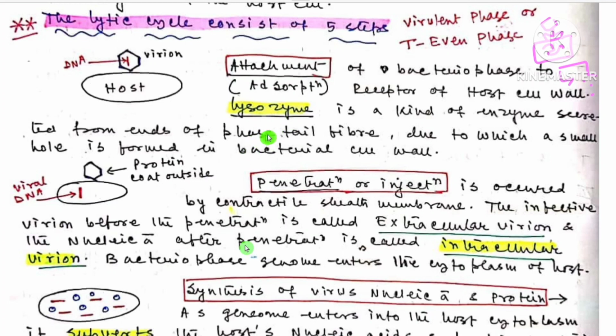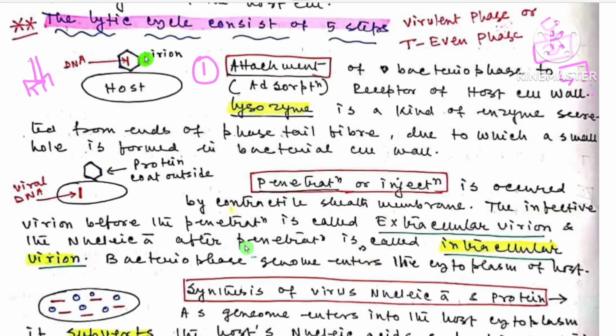This lysozyme is secreted from the phage tail fiber. At the end plate or the basal plate, there are many tail fibers, and these tail fibers actually secrete this lysozyme, and this lysozyme causes a breakdown of the bacterial cell wall. The cell wall of bacteria is made up of peptidoglycan. Peptidoglycan is a special type of polysaccharide, a heteropolysaccharide, and this lysozyme breaks the peptidoglycan structure. So the first step is attachment, and the bacteriophage attaches to its host cell by its specific receptor. Second is penetration or injection.